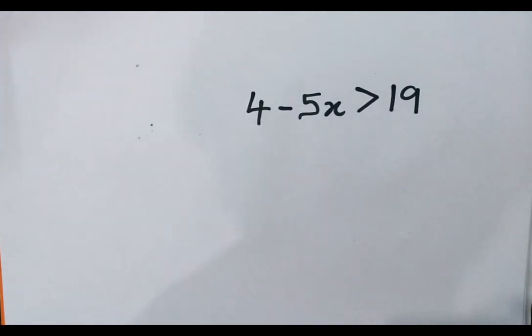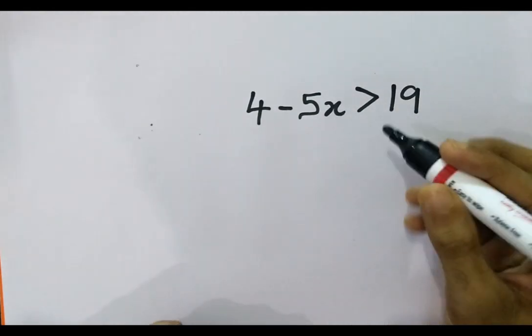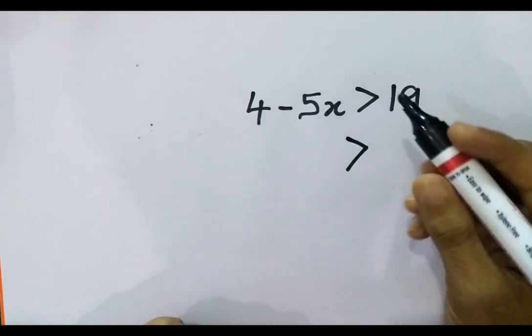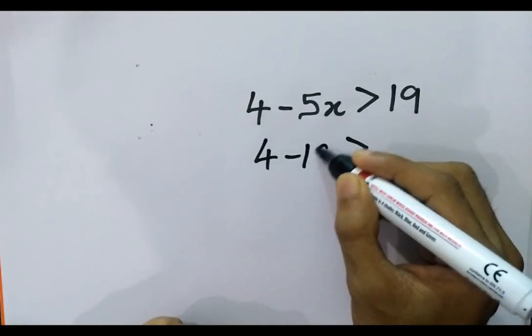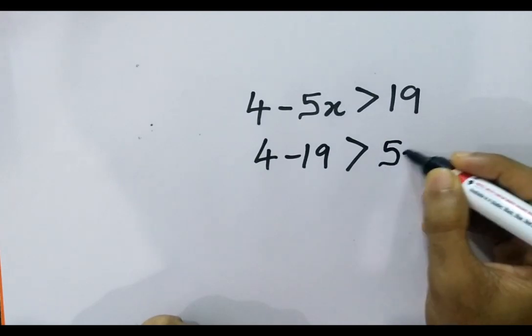They are asking us to solve this inequality. It's very easy for us, but there are 2 methods. However, the final answer will be the same. So I am taking this minus 5x to the right and this plus 19 to the left. So that will become minus 19 and minus 5x will become plus 5x.